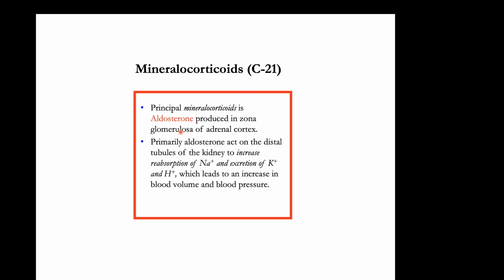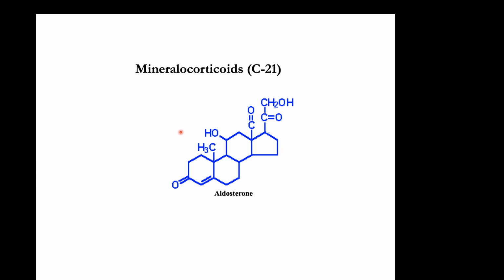The primary function of aldosterone is to increase reabsorption of sodium and excretion of potassium and hydrogen, which leads to an increase in blood volume as well as blood pressure. So along with the renin-angiotensin-aldosterone system, it is the primary regulator of blood pressure in our body. This is the structure of aldosterone.